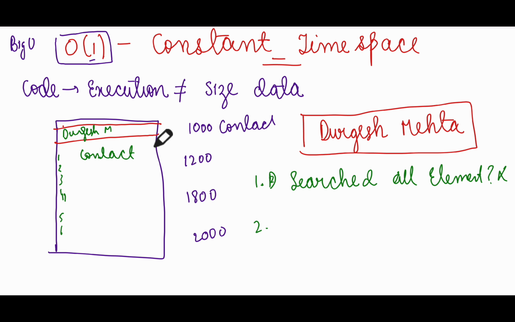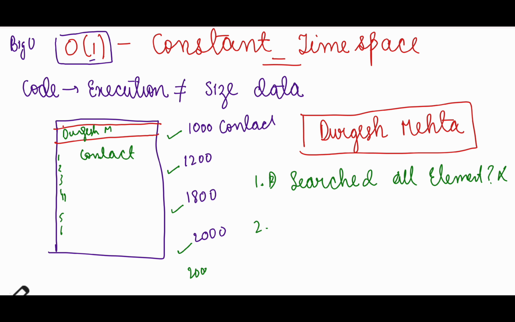So this is what constant time space means. Now it does not matter if your phone has 1000 contacts, 1200, 1800, 2000, or maybe 2 lakh contacts. The number of executions, the time required to search, will remain the same. It will not depend upon the number of contacts present in your list. This is the meaning of constant time space: whatever your code is, it is independent of the size of the data. As the data size grows, the number of operations in your code does not change. I hope this is clear.